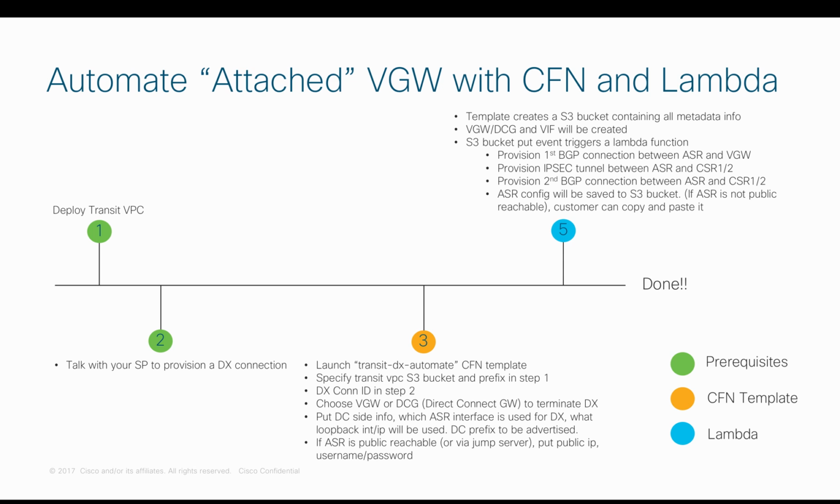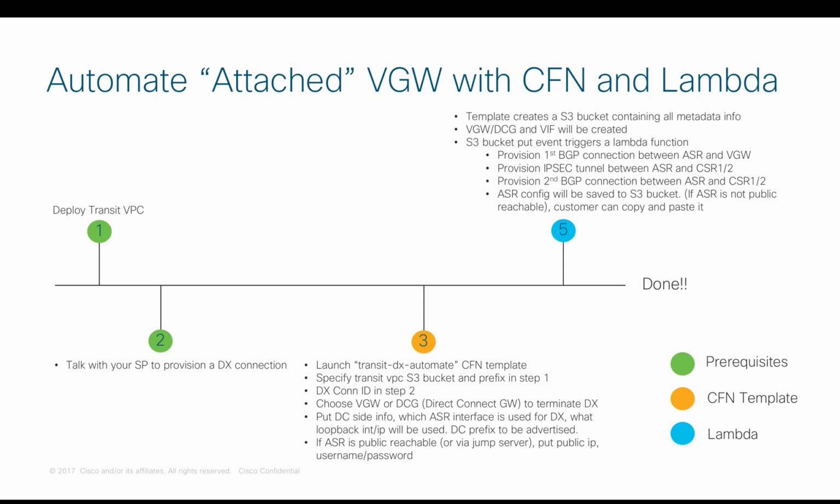And number 5, it is all being done from the CloudFormation template and the Lambda. It's going to create an S3 bucket containing all the metadata information. A VGW or DCG will be created based on your option, and a virtual interface will be created as well. The S3 bucket will put an event trigger, which will trigger a Lambda function. Basically, it's going to provision the first BGP connection between your ASR and the VGW.